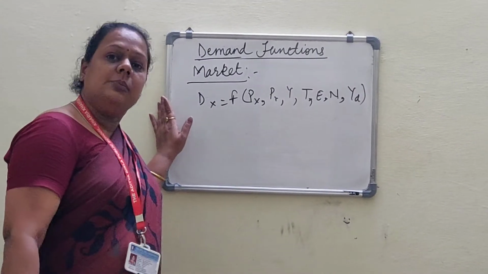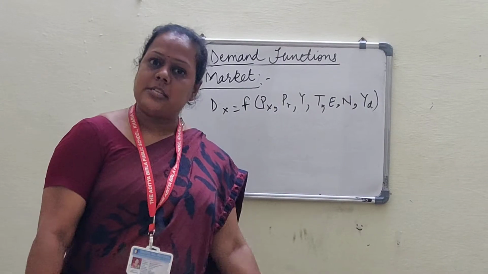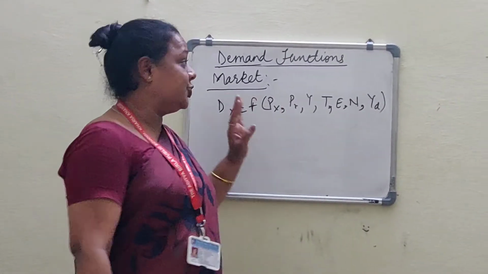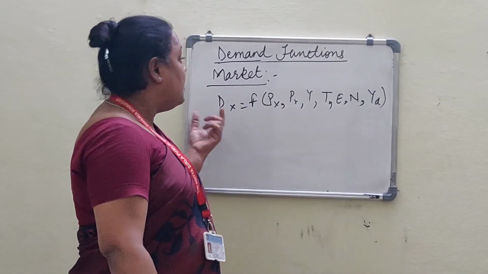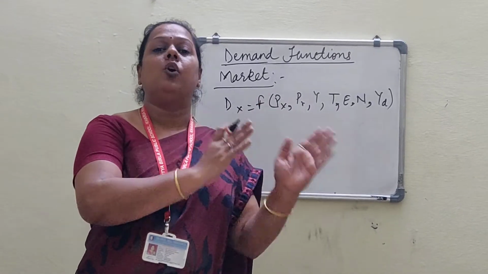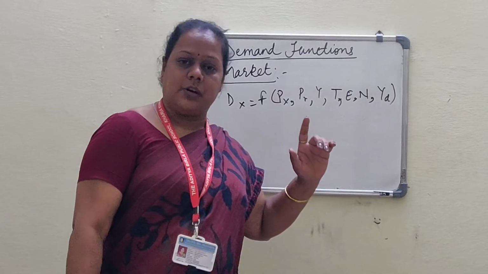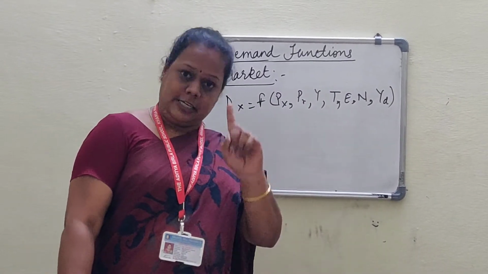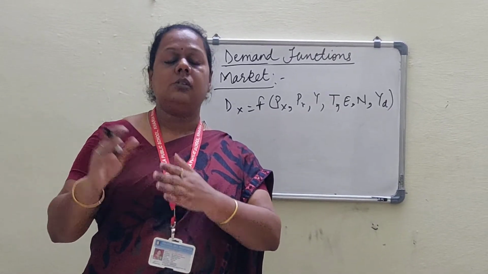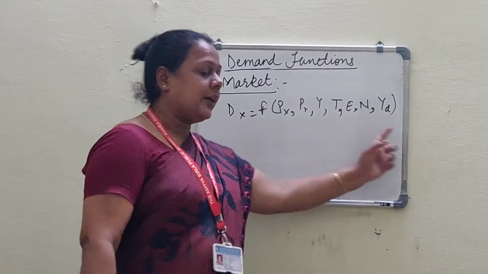Now, when we talk about the market demand curve and the market demand function, previously we studied the individual demand function. Now we will study the market demand function. What is the market demand function? As we already know, the sum total of all individual demand functions is known as the market demand function. When all the consumers of a commodity, or all the consumers of an economy, are added up together, we get the market demand function.